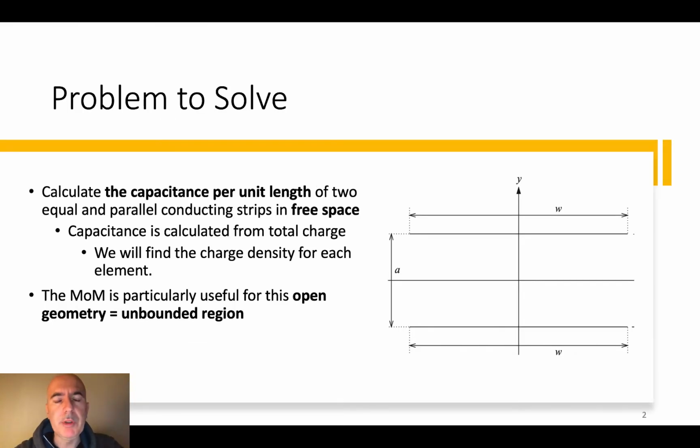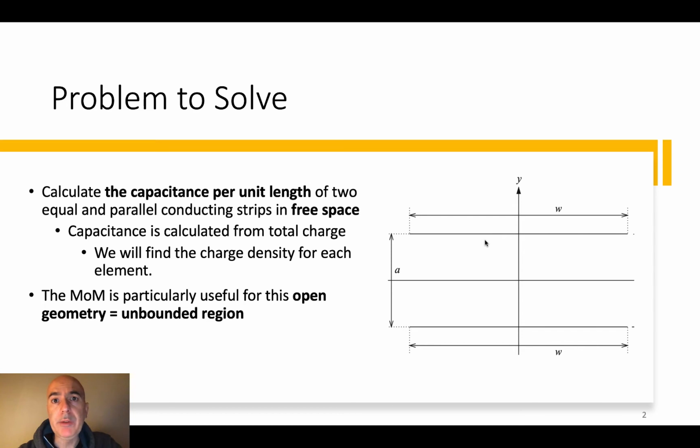The problem we want to solve is the following. We want to calculate the capacitance per unit length of a capacitor, depicted here in the picture on the right. We have two plates at a distance d, and the width of the two plates is W. So we want to calculate the capacitance per unit length of these two equal and parallel conducting strips in free space, so there is no boundary condition here. However, we will know the difference in voltage between these two plates.